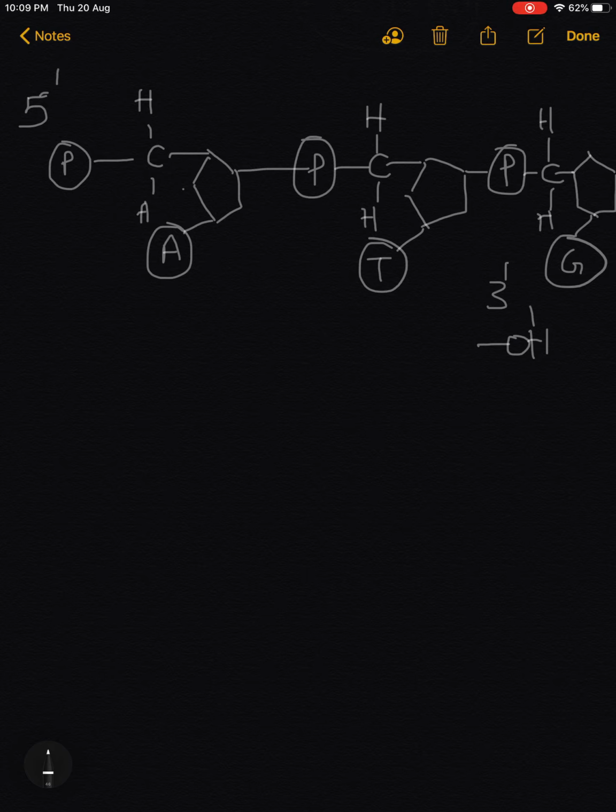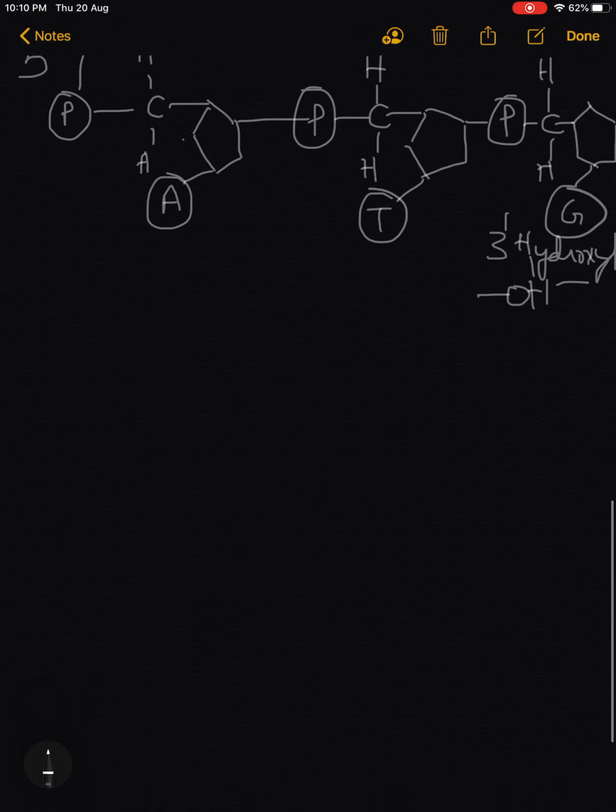So this is one polypeptide chain, 3 dash. The 5 dash end is the phosphate, and the 3 dash end is the hydroxyl. So this is a single strand of a polynucleotide chain.